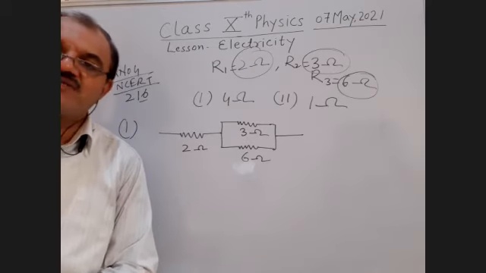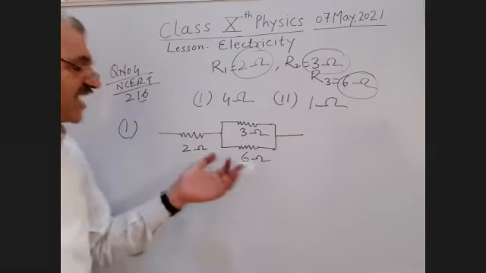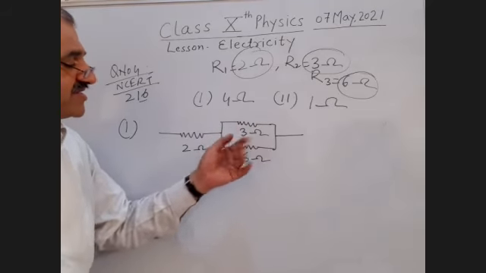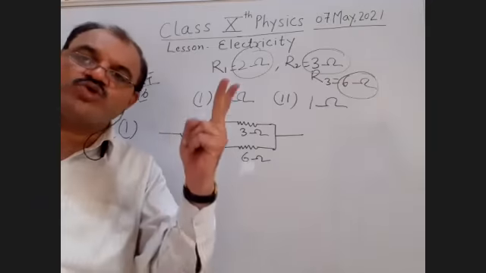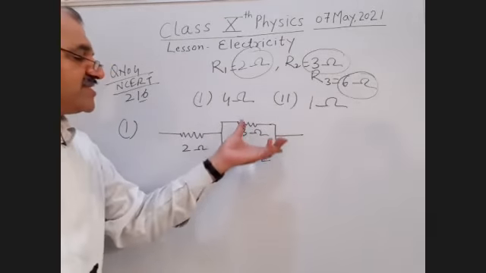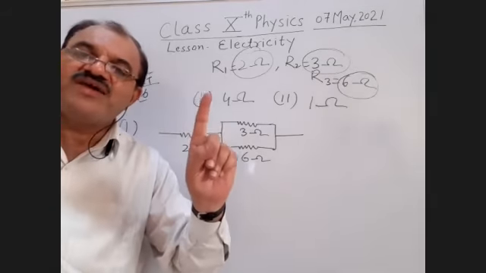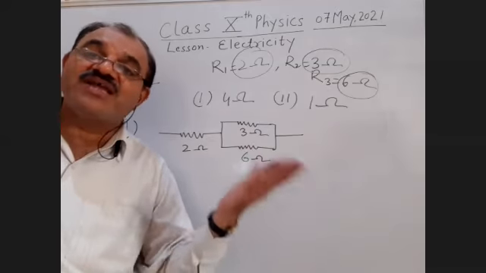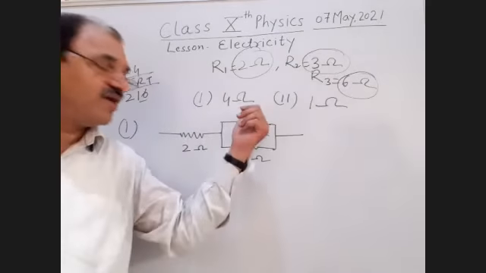Is it clear, students? Now, if the combination is like this, first I take the 2 ohm. Now I'll see the net resistance of these two resistances, 3 ohm and 6 ohm. If it comes to 2 ohm, and this is 2 ohm, then after combining, 2 plus 2 will be in series, and the answer will be 4 ohm. My purpose can be solved and I can get the answer of the first part.